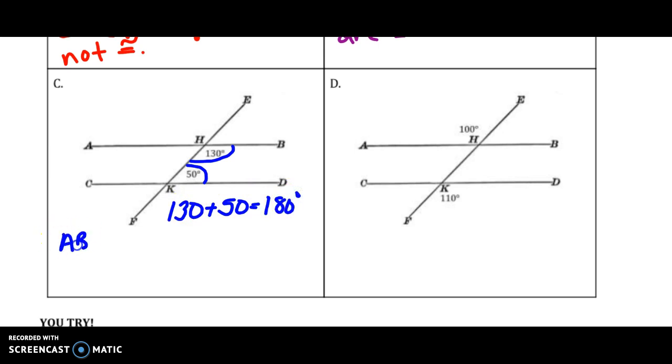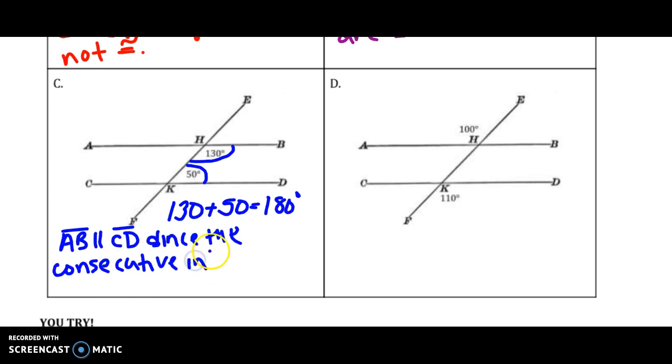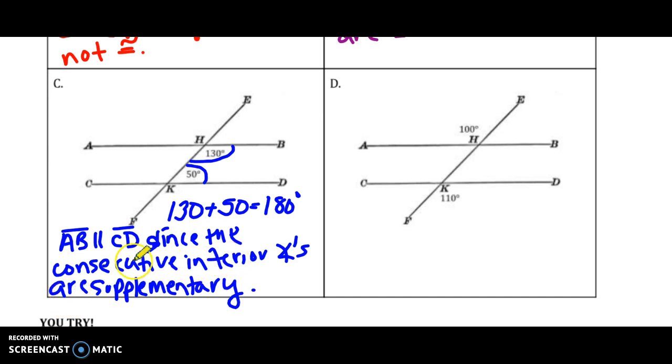So AB is parallel to CD, since the consecutive interior angles are supplementary. Say you didn't remember the word supplementary and you could just remember that they needed to add to 180 or sum to 180. You can say AB is parallel to CD since the consecutive interior angles add to 180 degrees. Done.